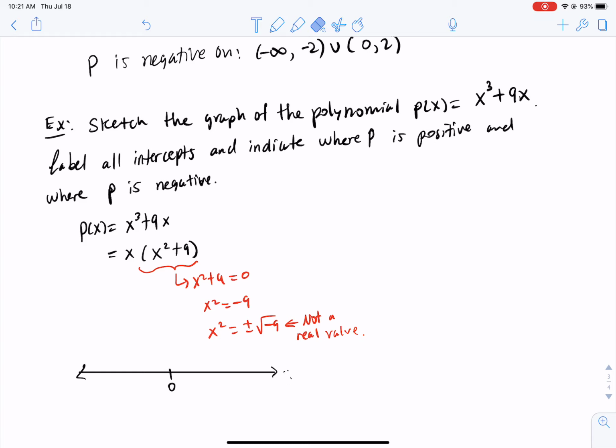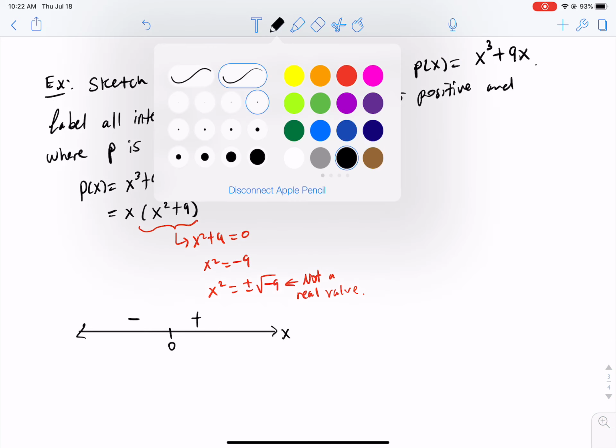When you're testing values for this one, it's very simple. All you have to do is test to the right and test to the left. The factor that gave you a 0 has an odd power, so the sign will change there. What will be the sign on the right side of 0? Positive. And on the left side? Negative. The other factor, x squared plus 9, no matter what you plug in for x, can never be 0. So it's just like a regular cube root function. Well, let's see here. The end behavior for this one will look like this.